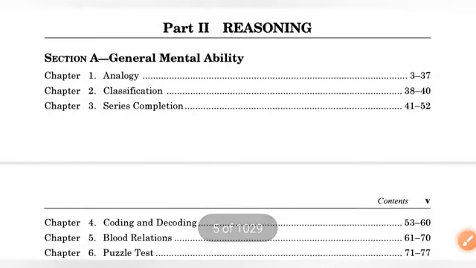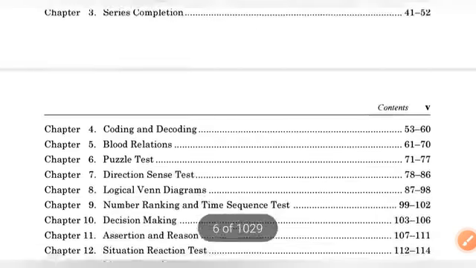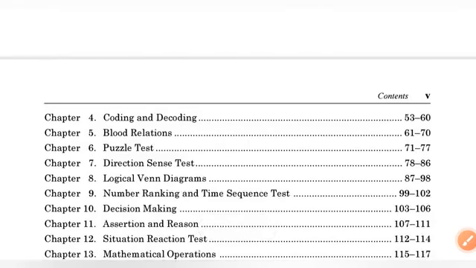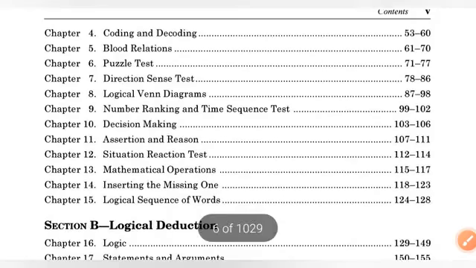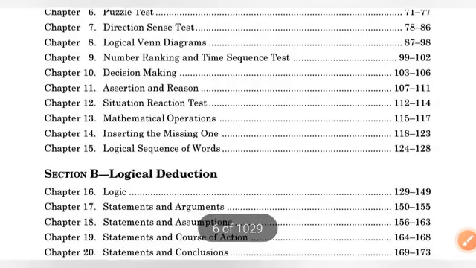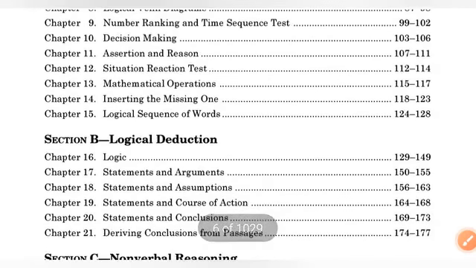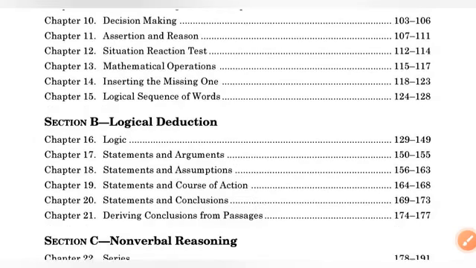Okay, in the second part we will discuss reasoning. The first section of the reasoning part is general mental ability. It includes the chapters analogy, classification, series completion, coding and decoding, blood relations, puzzle test, direction sense test, logical Venn diagrams, number ranking and time sequence test, decision making, assertion and reason, situation reaction test, mathematical operations, inserting the missing one, and logical sequence of words.